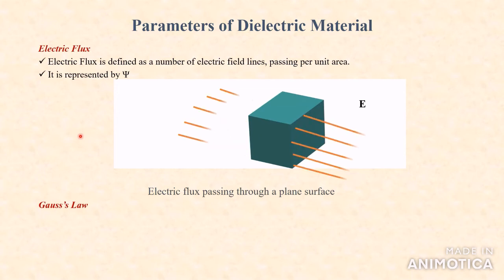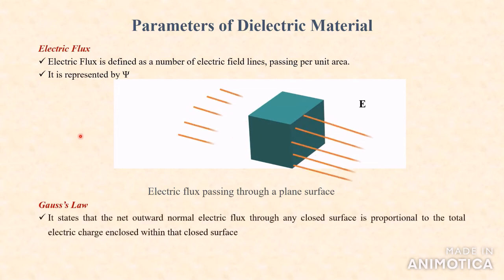Next, Gauss's law. Gauss's law states that the net outward electric flux through any closed surface is proportional to the total charge enclosed by the surface. That is, the number of electric flux lines passing through any closed surface will be equal to the total charge enclosed by the same surface.